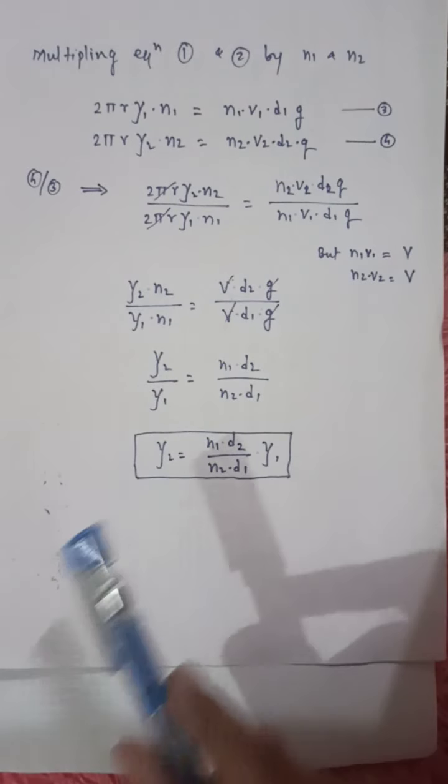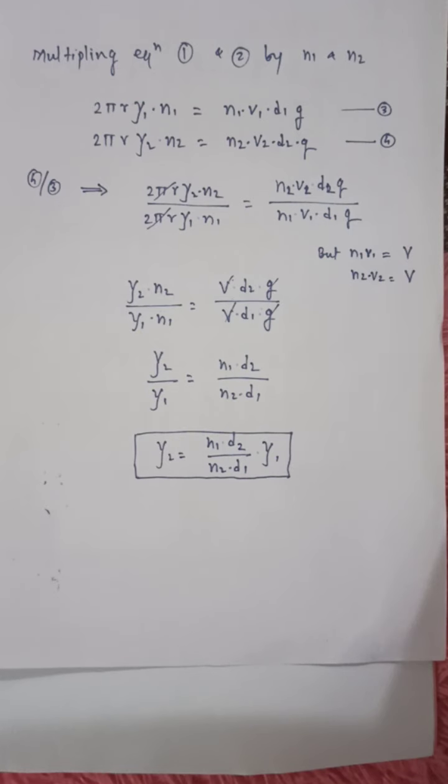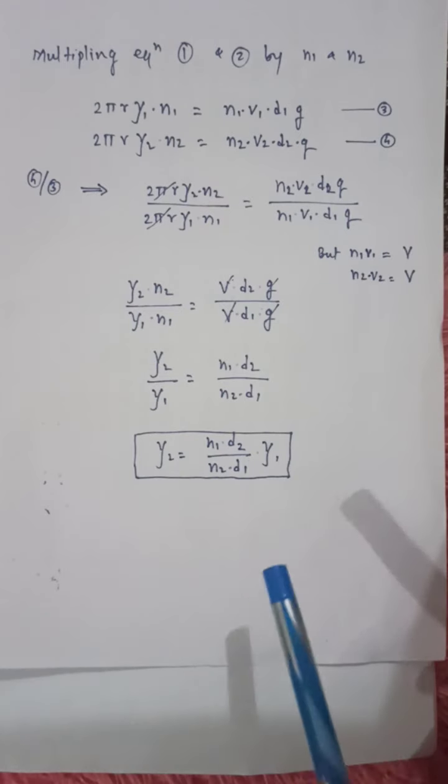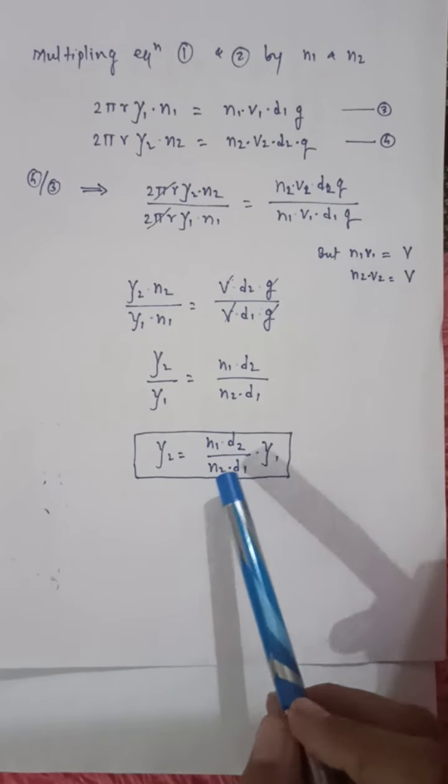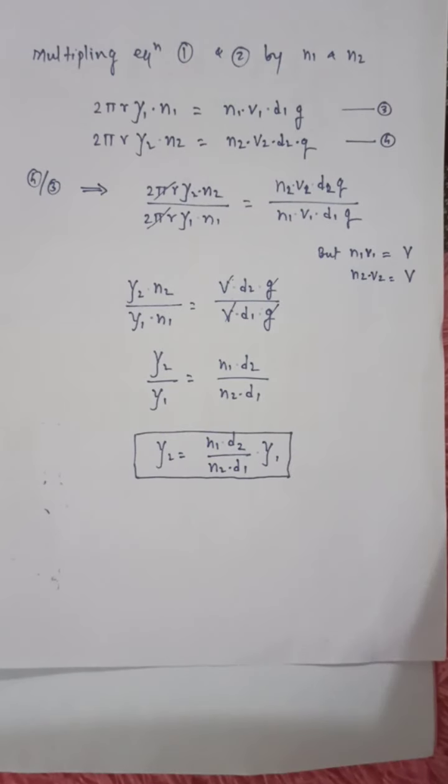So what is gamma 2? It is the surface tension of the liquid, and gamma 1 is the surface tension of water. Gamma 1 is known to us, so if you know gamma 1, N1, N2 and D1, D2, then you can calculate the surface tension of any liquid. So this is the method called determination of surface tension by stalagmometer by drop number method.